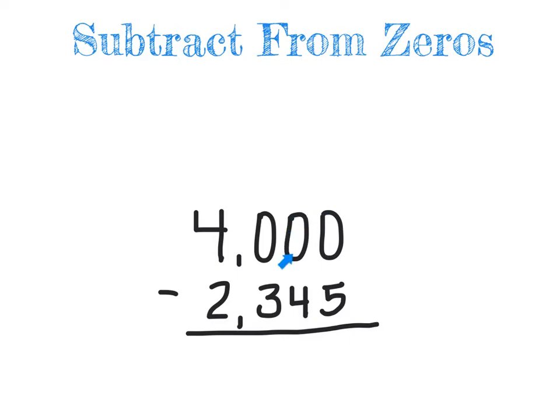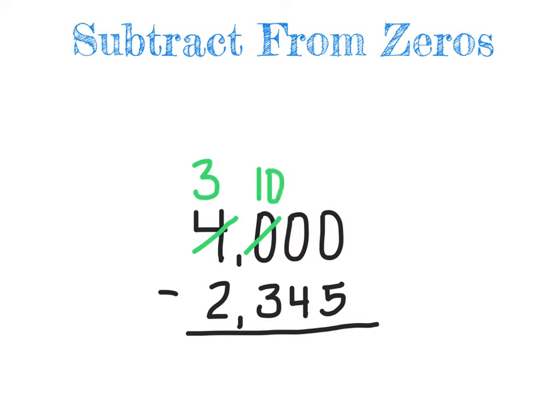So I need to go next door to get 10 more. But I notice I have another 0. I can't get 10 from 0. So I have to go to my hundreds place. But again, I notice I have another 0. I can't take 10 from 0. So I have to go all the way to my thousands place. So my 4 is going to become a 3, and I'm going to make my hundreds place have 10 because I took 10 from next door.